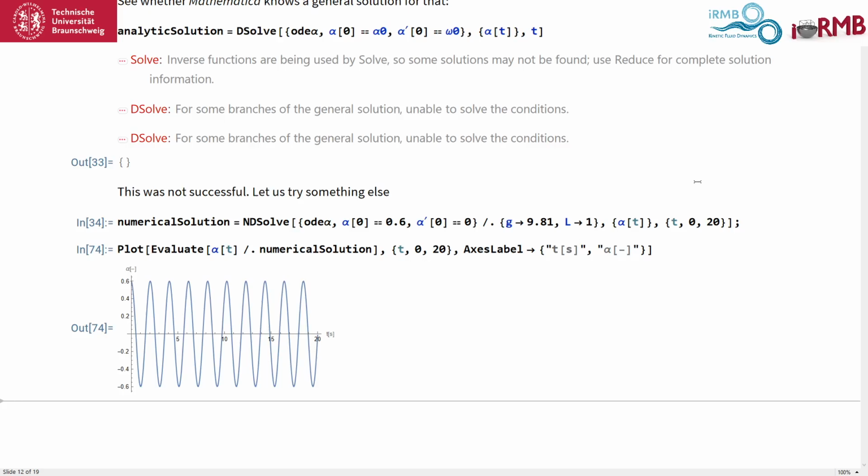Okay, and now you can also put some labels in here. Yeah, so they are a little small, alpha and t in seconds. Okay, now you see, we can, starting from this principle and Cartesian coordinates, we can also get, for example, to this pendulum equation. Yeah.